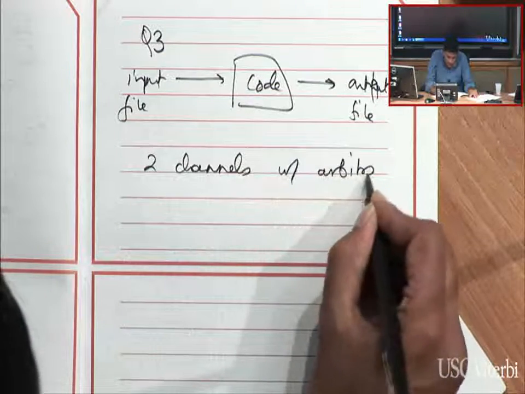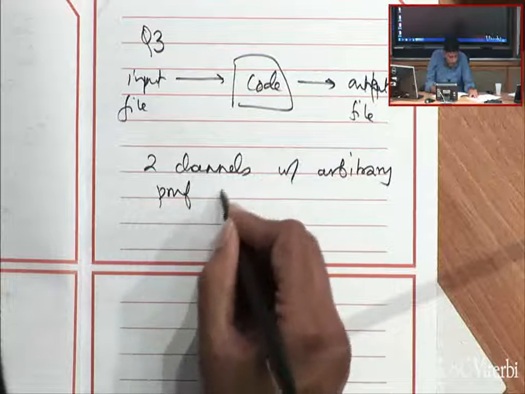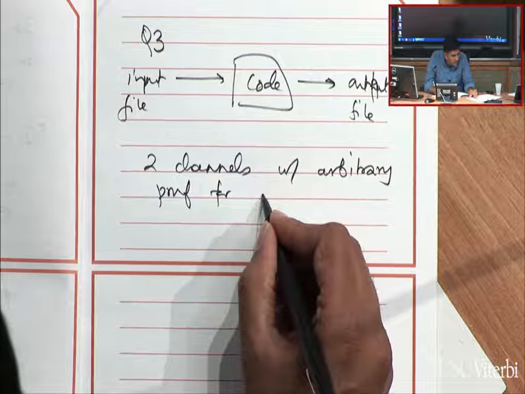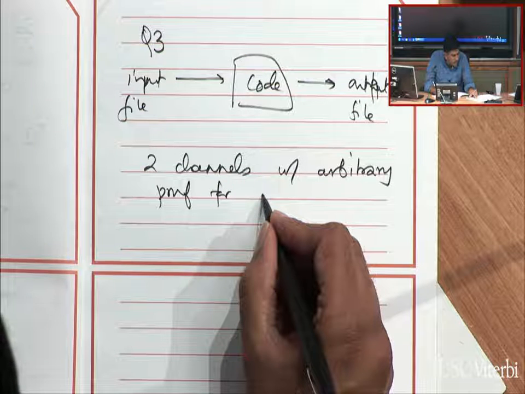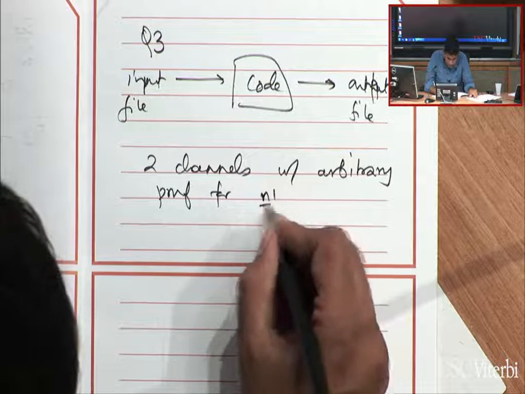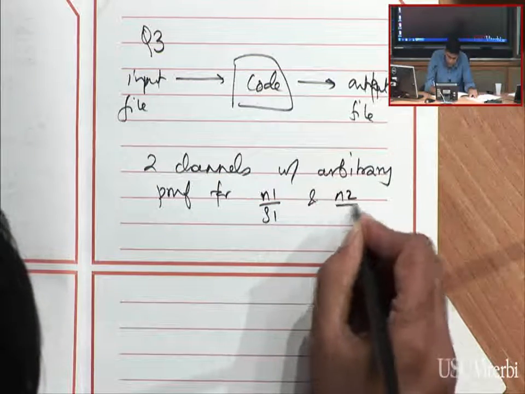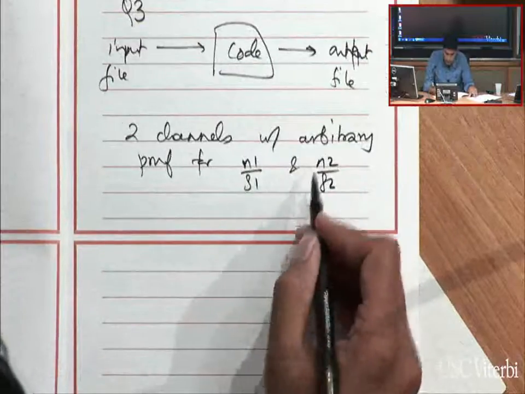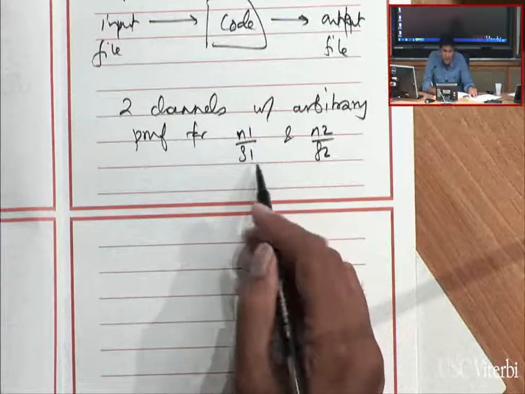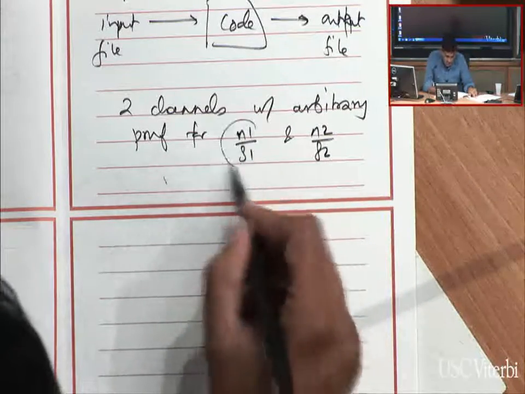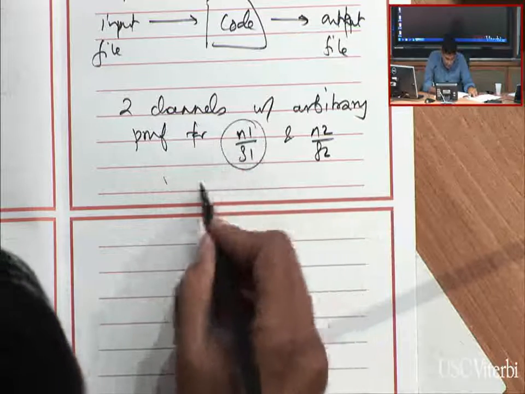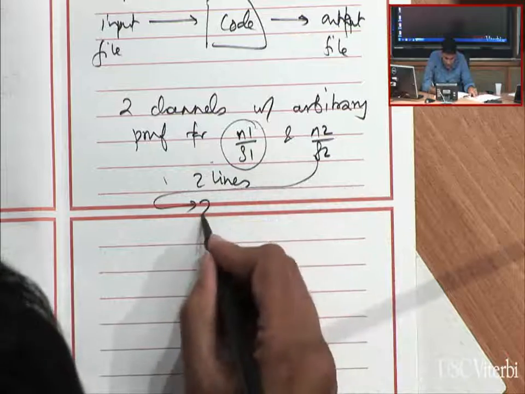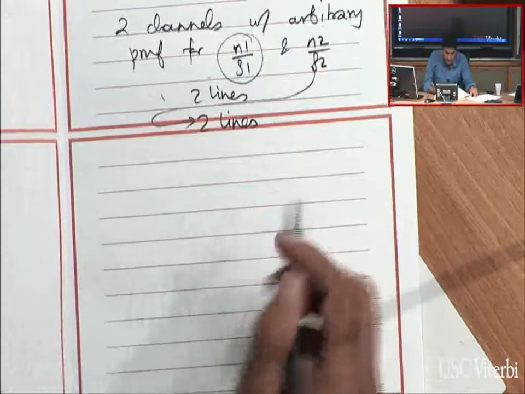with arbitrary PMF for, I think the way I specified to him in the email was G over N, but it should be N1 over G1. Okay, N2 over G2. I'll email the TA to make sure that that's clear. So you're going to specify, specifying the PMF for any one channel will take up 2 lines, and specifying it for the second channel will take up 2 lines. Why is that?